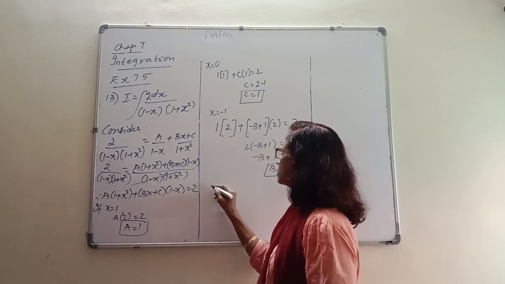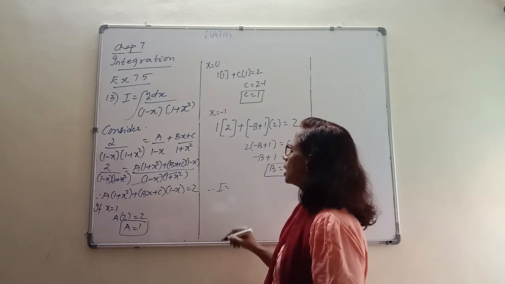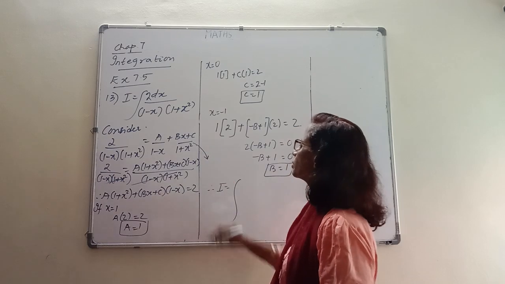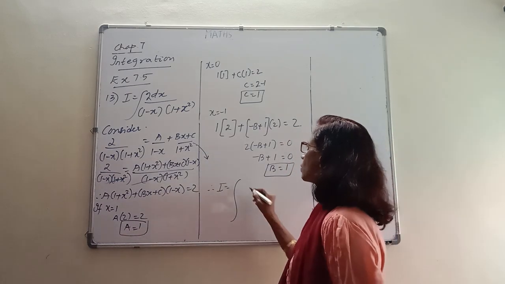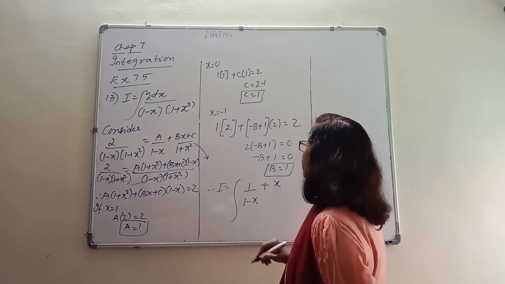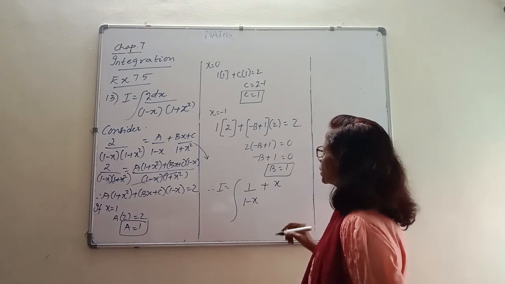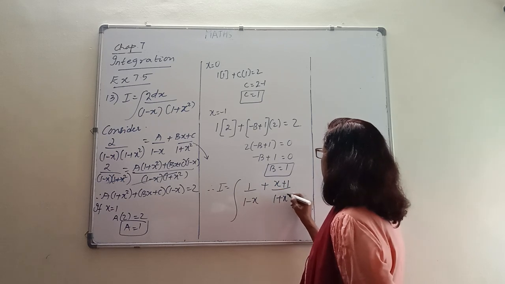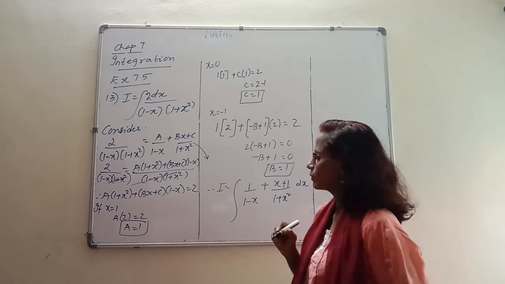Okay, so let's look at the integral. We can get it from here, it's going to be a, which is 1 over 1 minus x, plus bx plus c, which is b, which is 1x, plus 1 over 1 plus x squared dx.